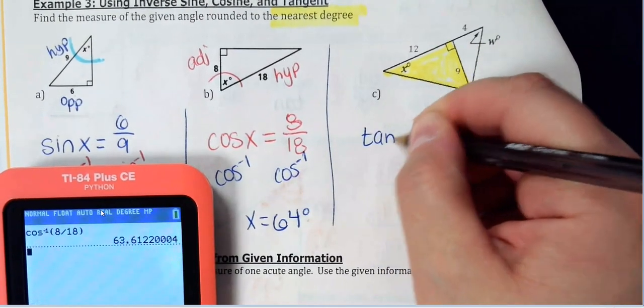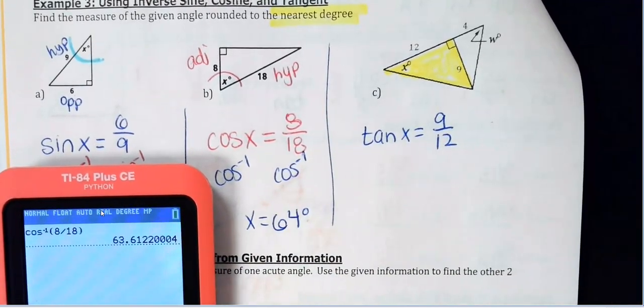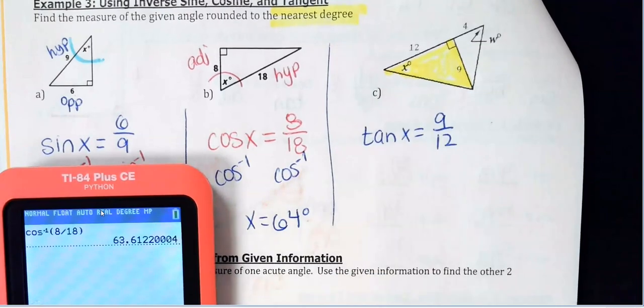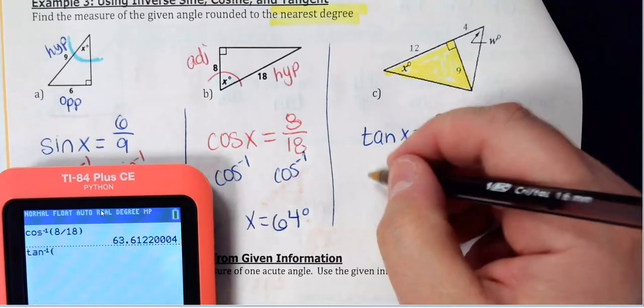Perfect. Tangent of x, opposite is 9, adjacent is 12. I don't know the hypotenuse. That would be this side here that's not labeled. So then I'm just going to do second tan, because we're going to do an inverse tangent.